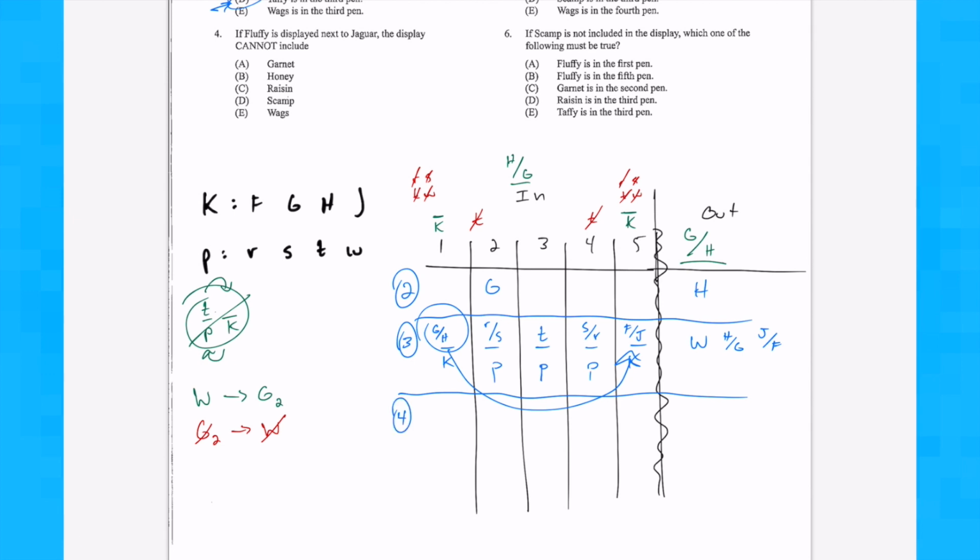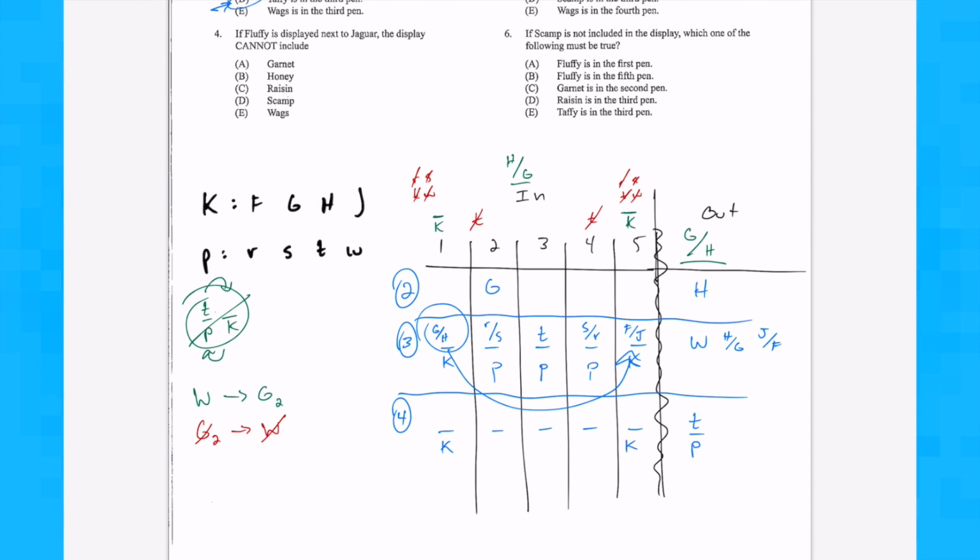Let's go ahead and work on number 4. If Fluffy is displayed next to Jaguar, the display cannot include blank. Well, my initial thought, of course, is T is not going to be able to be in, because if I've got two kittens next to each other, then they're not only first and fifth. I would have to have another kitten either second or fourth. Unfortunately, as I look at the answers, I don't see T there. So even though we know that T is going to go on the outside, that's not the answer in this case. So we need to keep going.